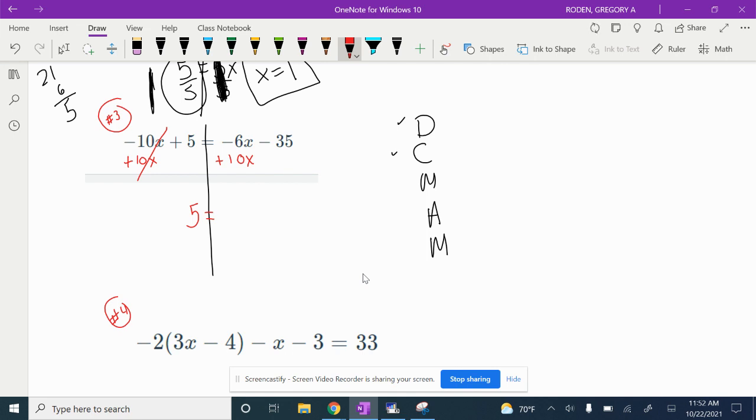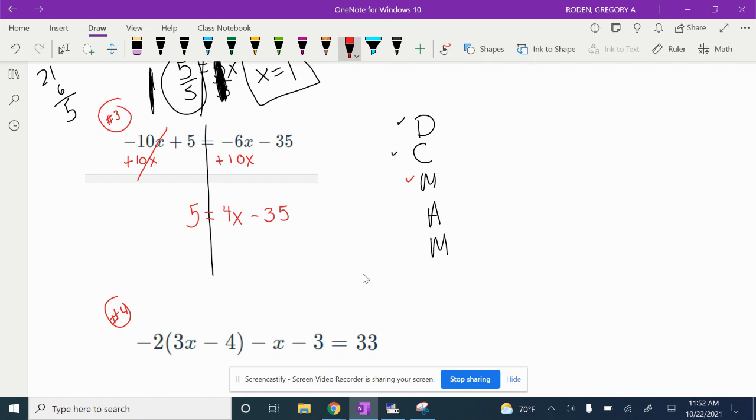Now, what's negative 6 plus 10? Let's see if we can do that one in our head. Well, that's the same as 10 minus 6, right? And it's going to be positive. So that's going to give me positive 4x minus the 35. Okay? So now we've moved variables to one side.